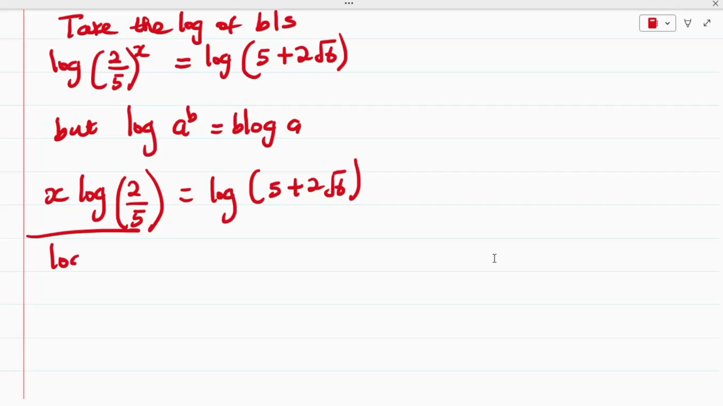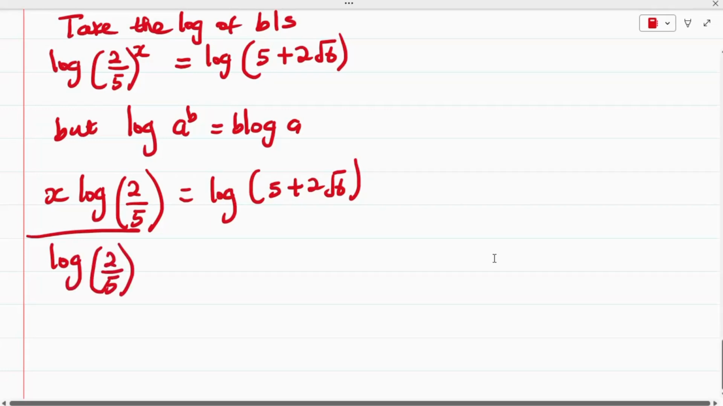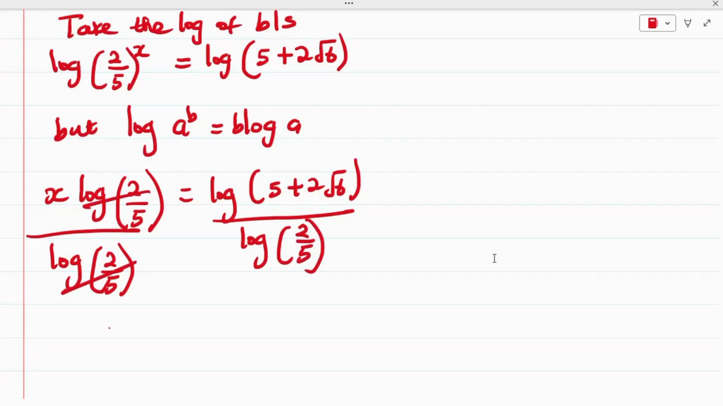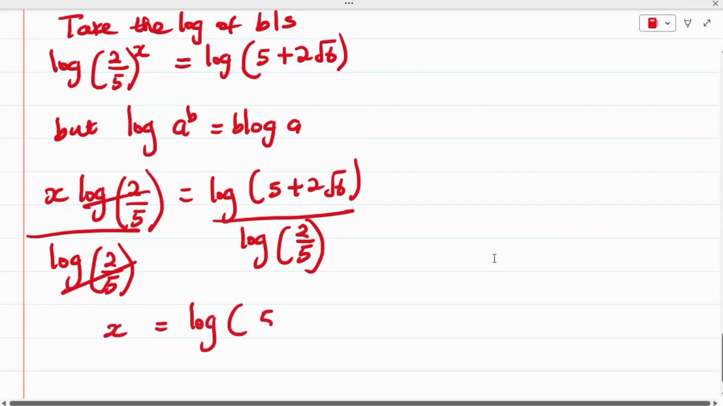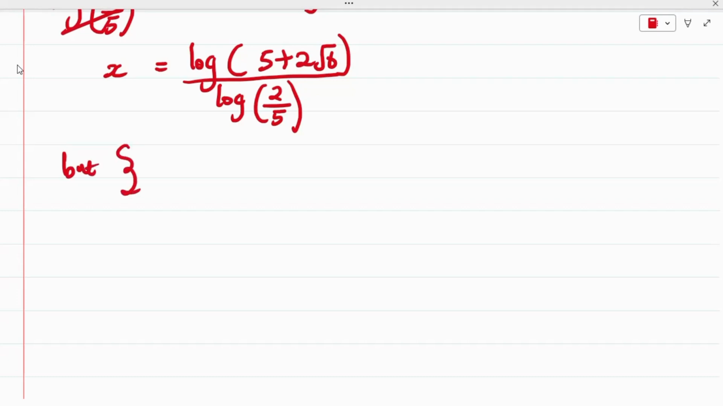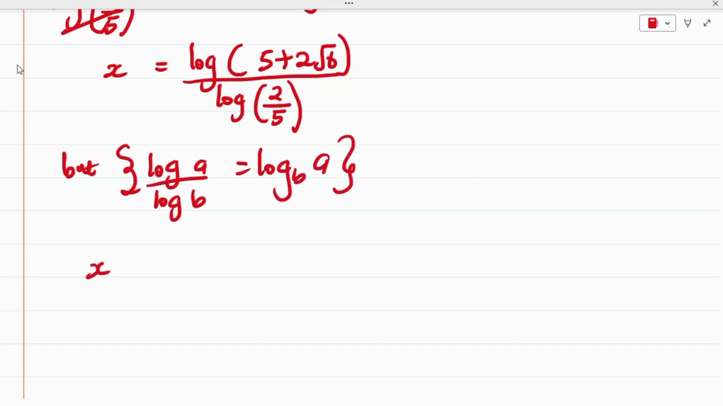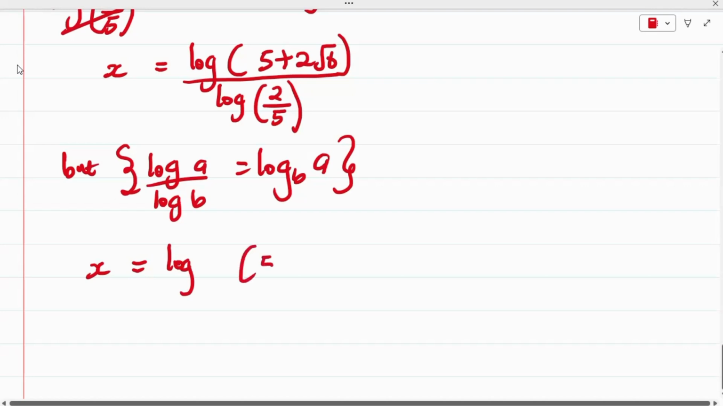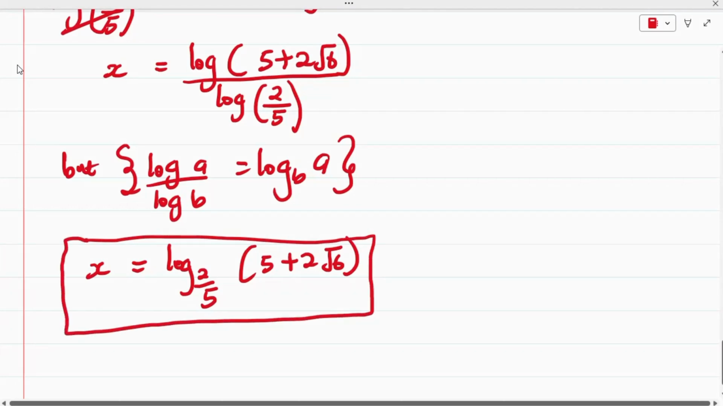So we want to divide both sides by log 2 over 5 to isolate x. So dividing both sides by that, this is going to cancel out this. So we have that x is equal to log 5 plus 2 root 6 divided by log 2 over 5. But we know from the logarithmic property, if we have log a divided by log b, this is equal to log a base b. So applying this, we have that x is equal to log 5 plus 2 root 6 base 2 over 5, and this becomes the first value of x. So we have been able to solve this part right here.